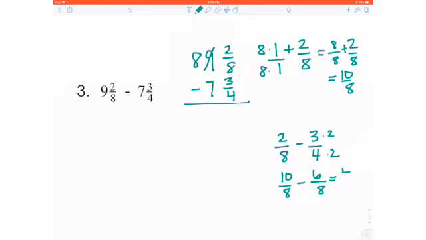10 minus 6 is 4/8. Can we simplify this? Yes, we can. We can divide the top and the bottom by 4. And that actually gives us 1/2. So here we have 1/2 for the fraction side. Now, this, remember, became an 8. So we're going to do 8 minus 7 is 1. So this equals 1 and 1/2.